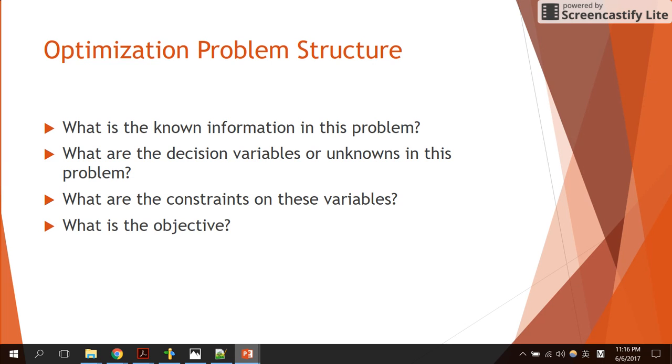We always ask four questions to solve an optimization problem. What is the known information in this problem? What are the decision variables in this problem? What are the constraints on these variables? What is the objective?